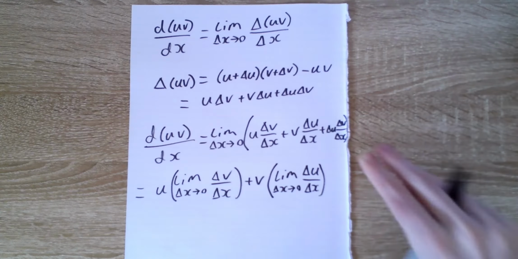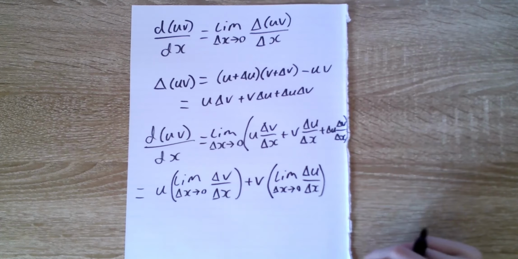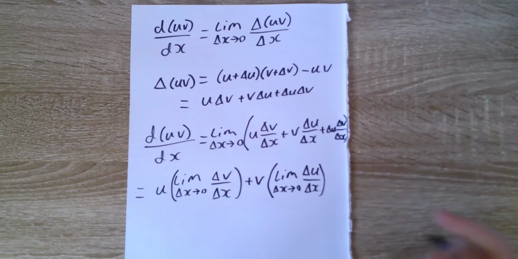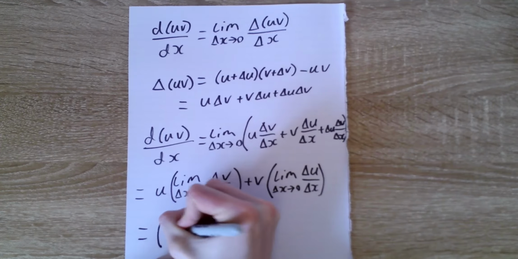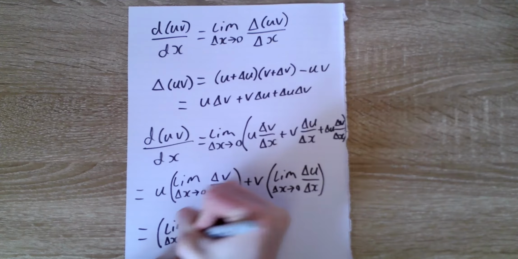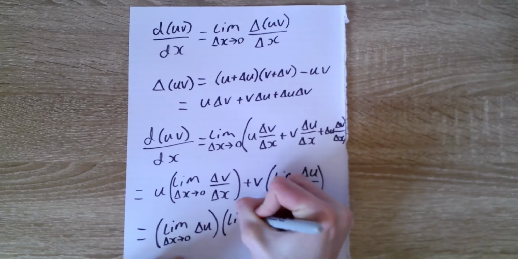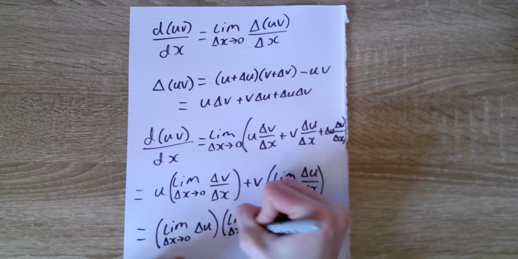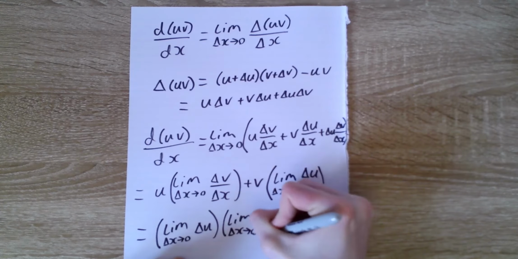Now for the last one, we can't take out the delta u completely, but we can split it into two limits because the limit of a product is the product of the limits. So we can say it is equal to the limit as delta x tends to 0 of delta u multiplied by the limit as delta x tends to 0 of delta v by delta x.